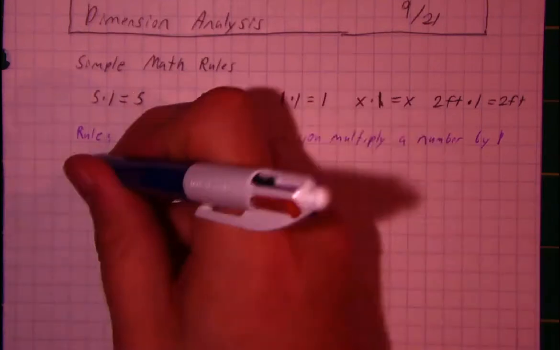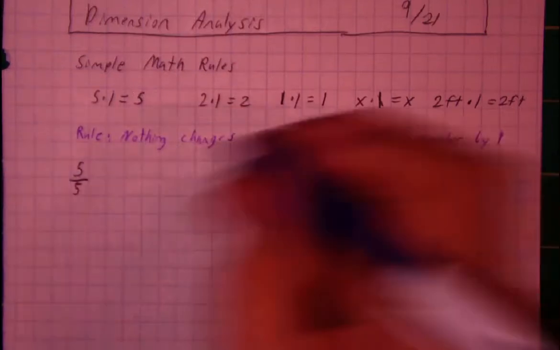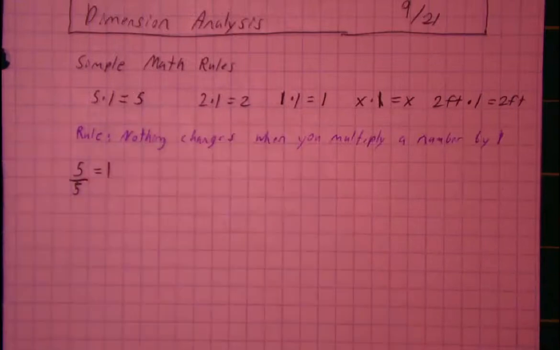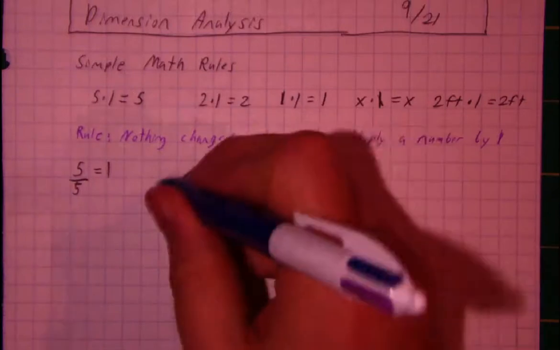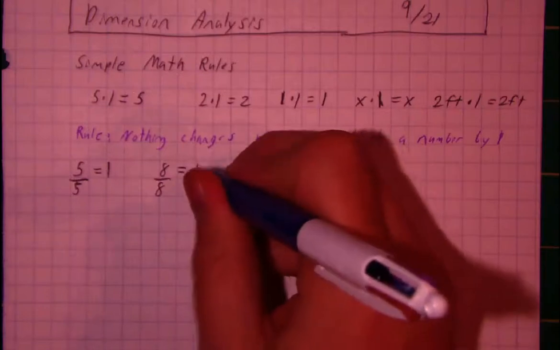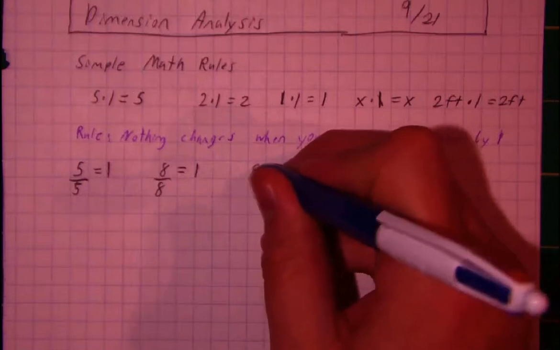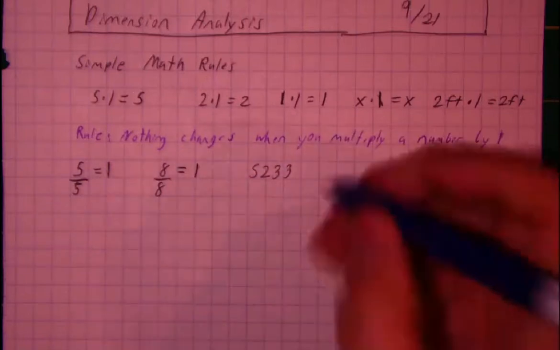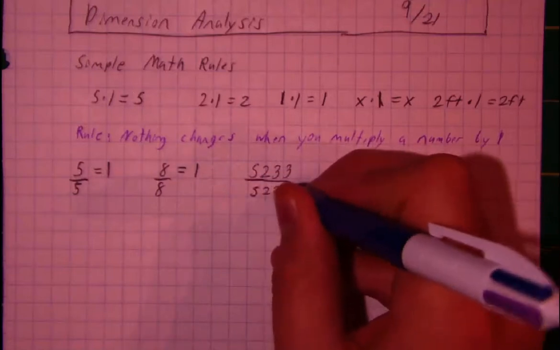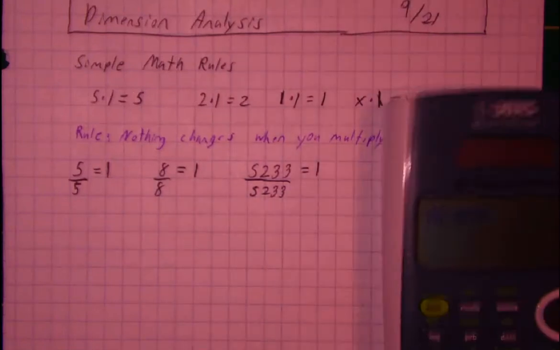Second rule, 5 divided by 5. 5 over 5 equals 1. Can we all agree with that? Okay. 8 divided by 8 equals 1. 5,233 divided by 5,233 equals 1. If you don't believe me, we can type it in our handy dandy calculator and check our math.